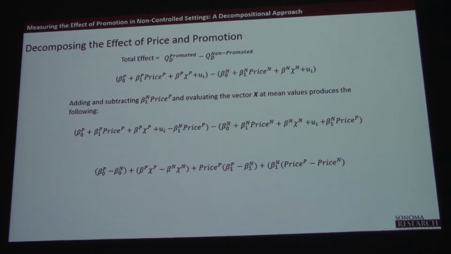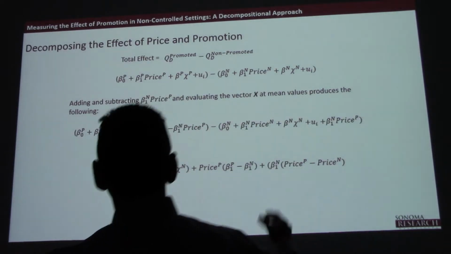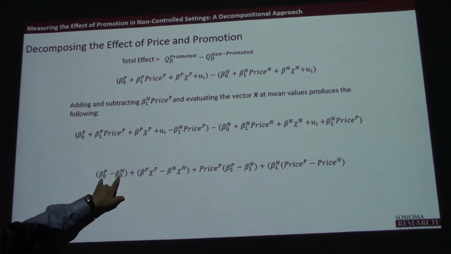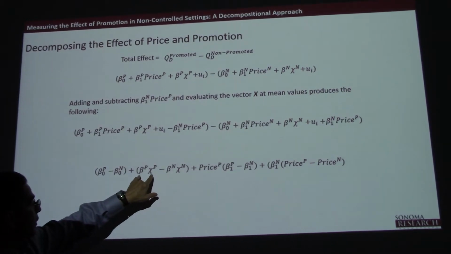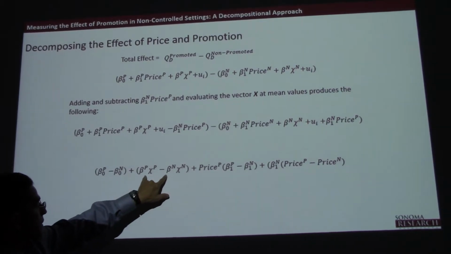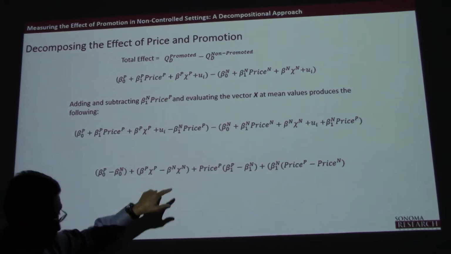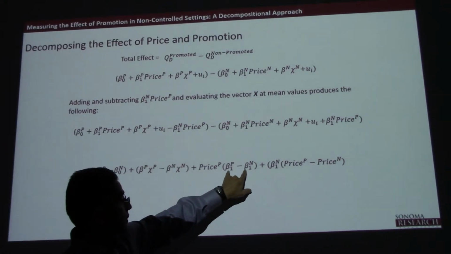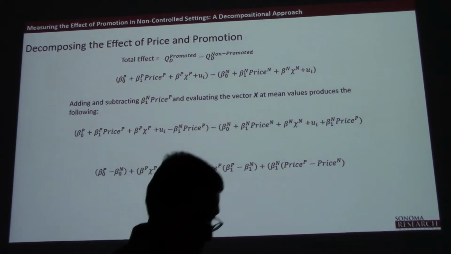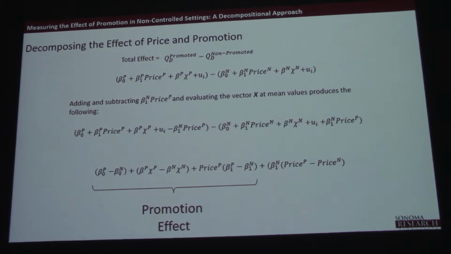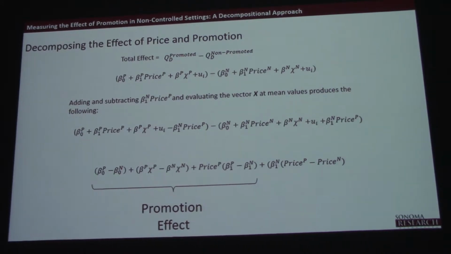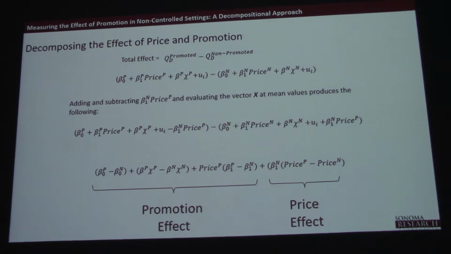Then we do some math, and basically we just collect terms. Collect the two intercepts. This is the effect of the price differences. This is the effect of the differences in the promotional effects. So in the end, all these terms end up being the promotional effect, and these terms end up being the price effect.